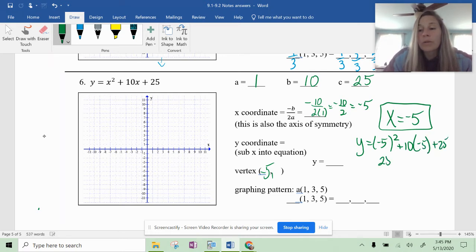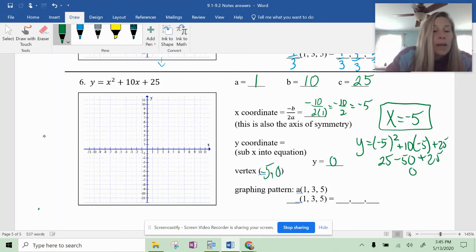Negative 5 squared is 25. Then we have minus 50 plus 25. So again, we get y equals 0. So negative 5, 0. My axis of symmetry is this vertical line here going through that negative 5. That's x equals negative 5.